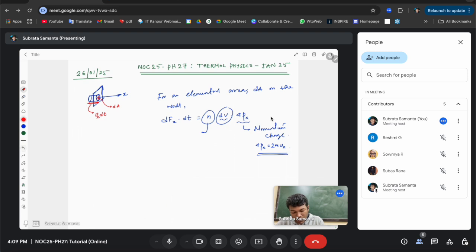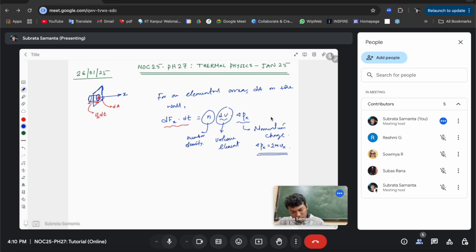So for an elemental area dA on the wall or the surface, the force in time dt is basically dFx times dt. So this equals n times dV, where dV is the volume element and n is the number density, right? And delta px is the change of momentum.